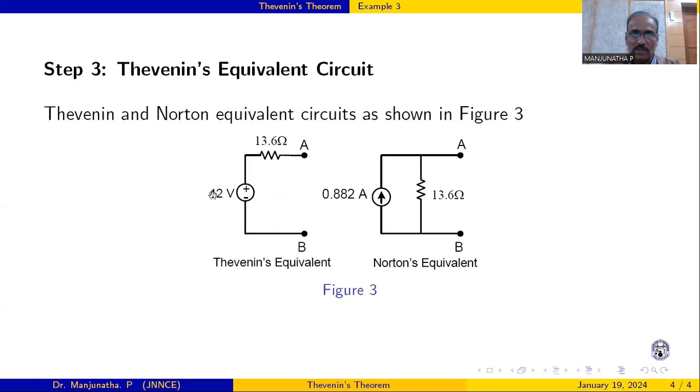And the equivalent circuit is 12 volts in series with the R. In terms of a Norton, replace this voltage source with a current source. So 12 divided by 13.6 is the current, and this resistance will come in parallel.